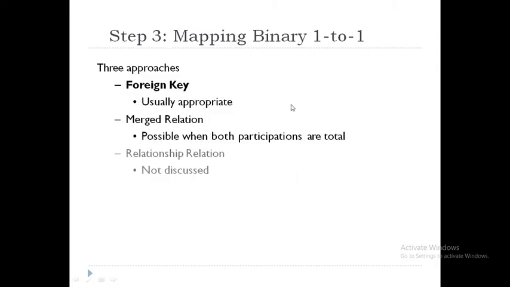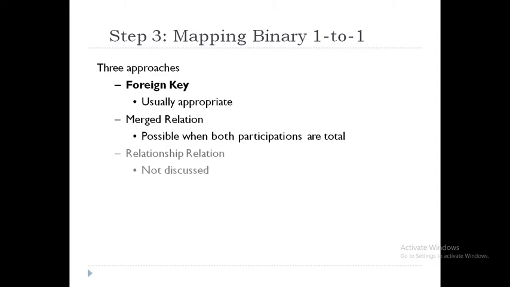Now, the third step is mapping binary one-to-one relationship. Here there are three approaches when you map the binary one-to-one relationship. Those are foreign key approach, merged relation and relationship relation. So usually for one-to-one we'll use the foreign key approach. Merged means simply we have to merge the attributes of two relations.